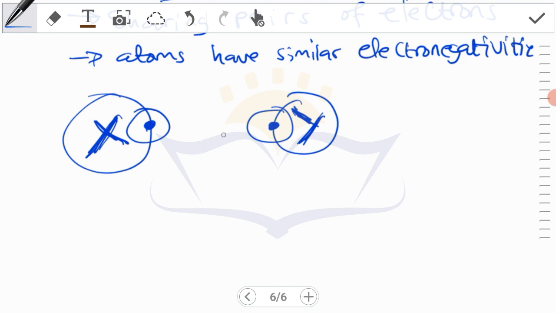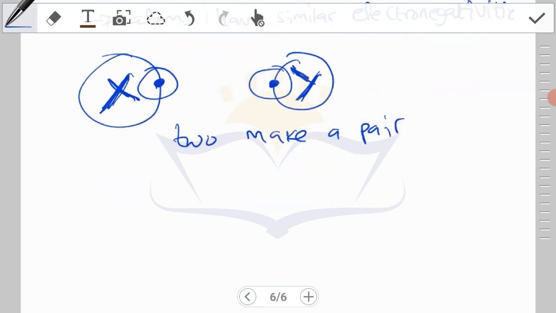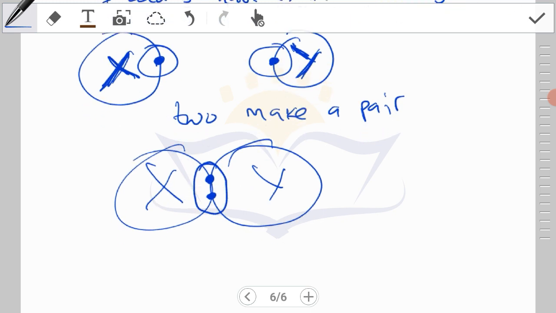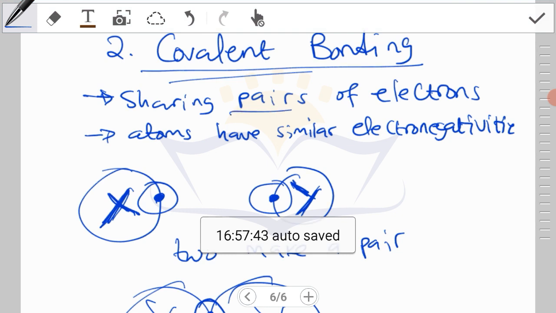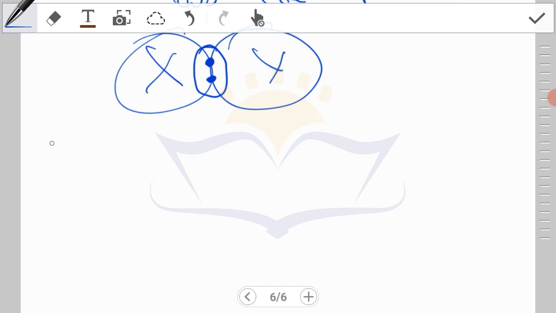Now chifukwa kuti ma atom alipo awiri, it to make a pair, such that ma atoms tikabwera pamodzi X and Y, they will share two electrons, which is a pair of electrons. Now you will notice in the definition kuti pairs of electrons zomwe zikutanthauza kuti we can have a covalent bond. So this brings us to types of covalent bonding.